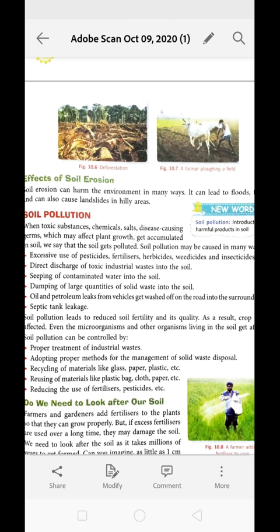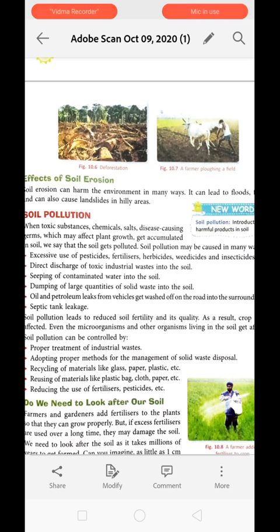Next is direct discharge of toxic industrial waste into the soil. We generally discharge the waste into the soil or into the river. Wherever the toxic waste has been discharged, it will pollute that particular area. Now, seepage of contaminated water into the soil. For example, just assume that we have applied an excess amount of pesticide and herbicides. If there is rain, the excess amount will wash out with the rain and seep into the soil, and ultimately reach the underground water level. So they will not only pollute the ground, but also the underground water.